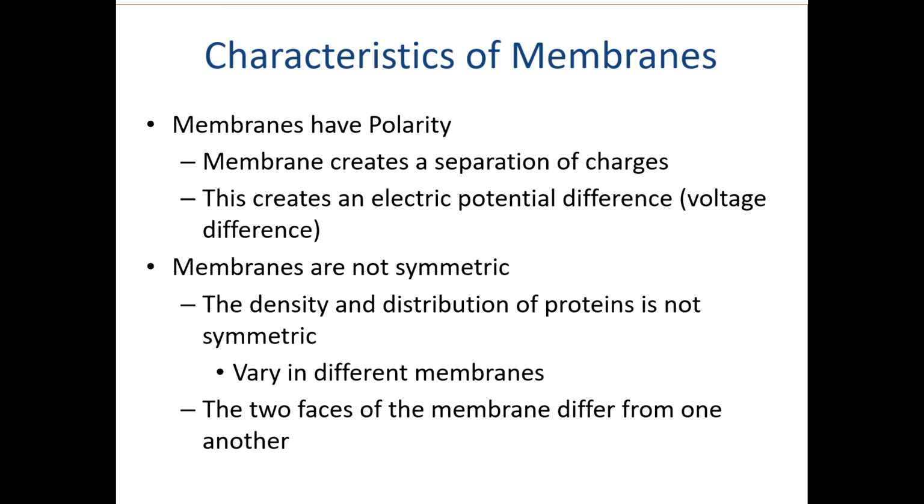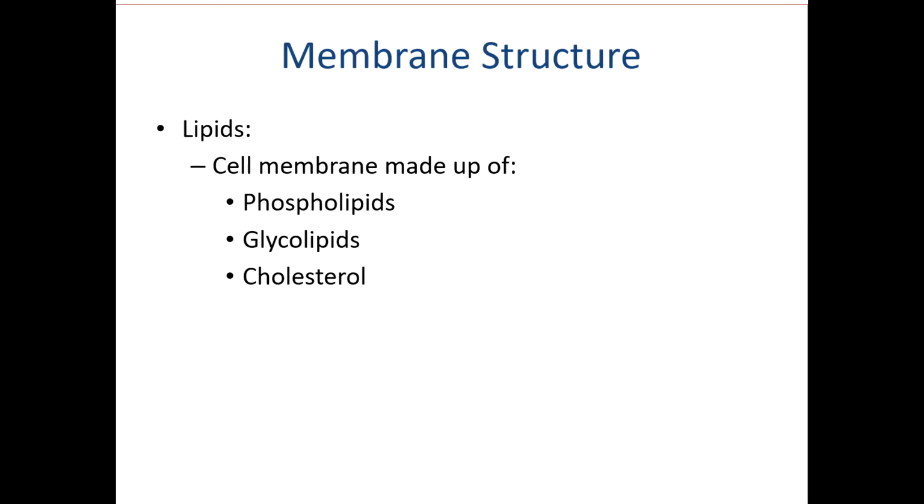This is the next characteristic. The density and the distribution of the proteins is not symmetric. It's going to vary in different membranes. So depending on the cell function will determine these things, right? So the two faces of the membranes differ from one another. I'll go over that in more detail in a minute. So those are the characteristics of the cell membrane.